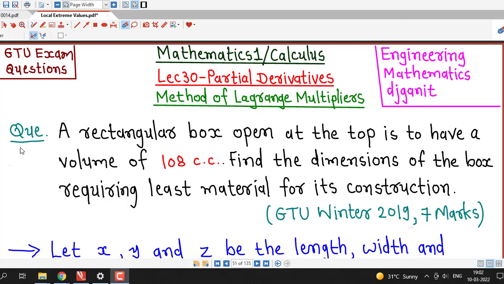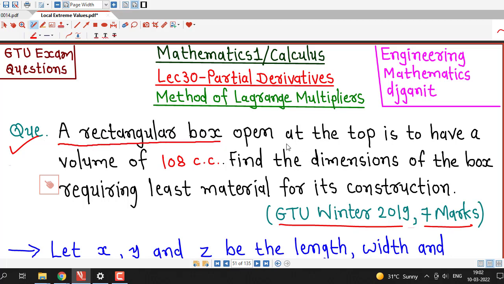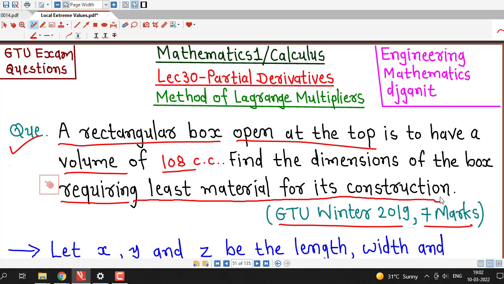In this lecture, we will discuss one more problem on method of Lagrange multipliers. This question was asked in GTU Winter 2019 exam. We understand this question. A rectangular box open at the top is to have a volume of 108 cubic centimeter. Find the dimensions of the box requiring least material for its construction.